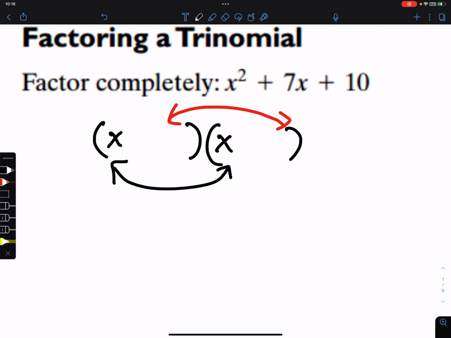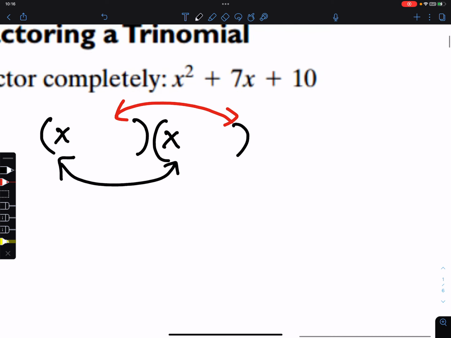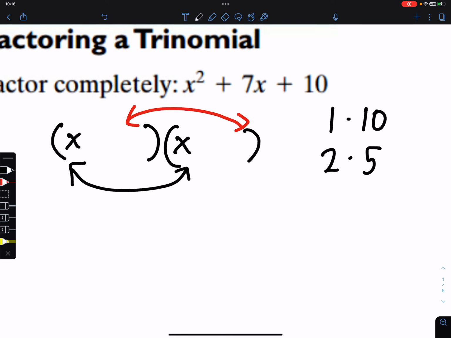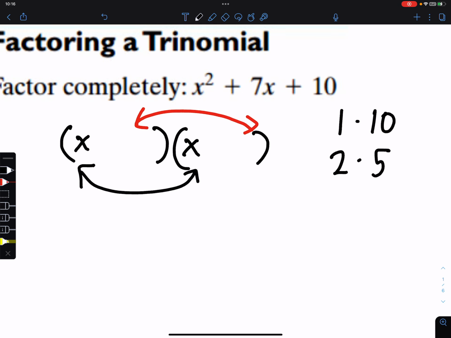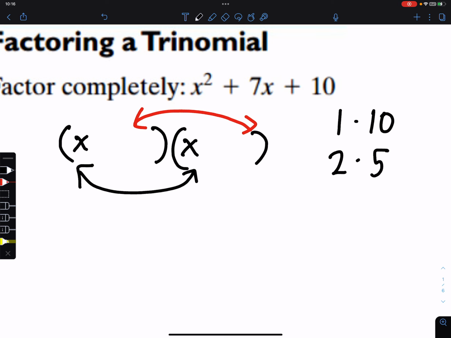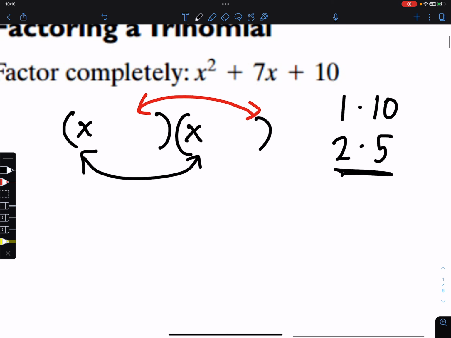Similarly, what times what can give me 10, right? So that's why we look at the factors of 10, okay? Now, what times what can give me 10, okay? And then you think, if you look at the factors, how do I add them up or subtract them or whatever to get me 7? And here we have to do 2 and 5. So plus 2 and plus 5.